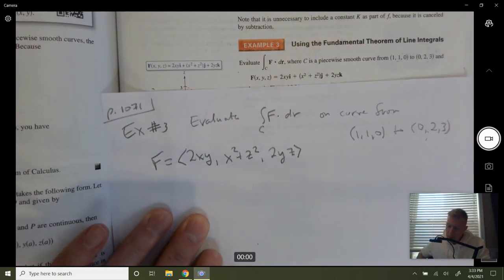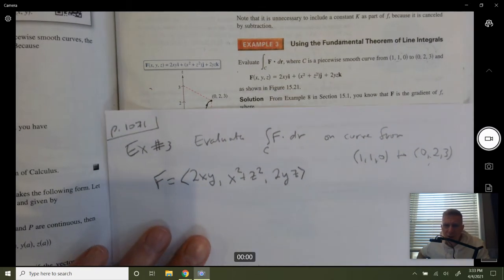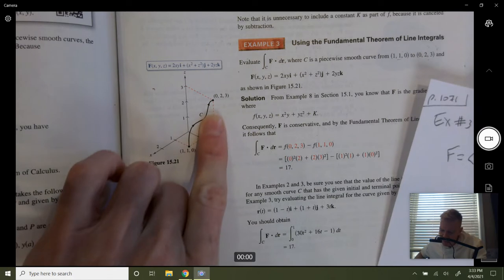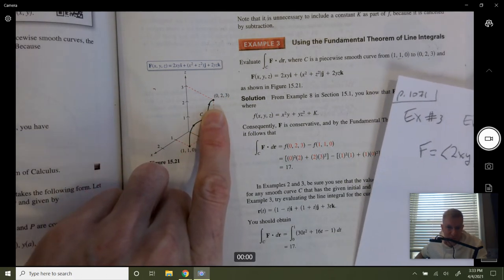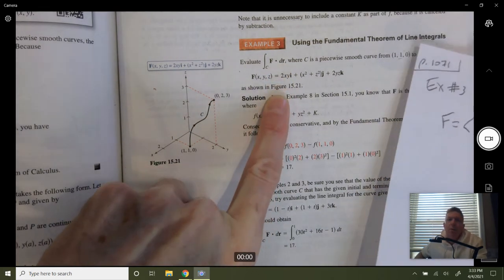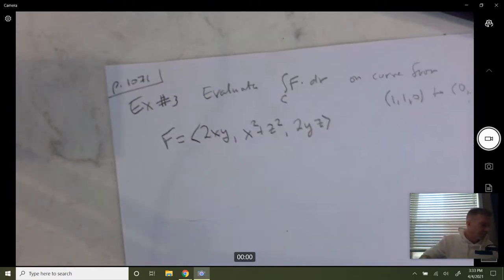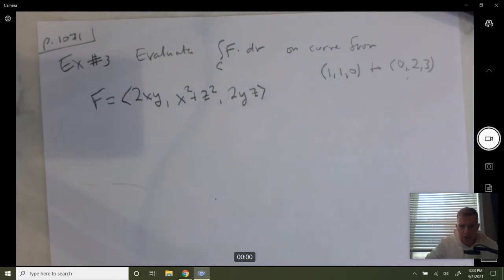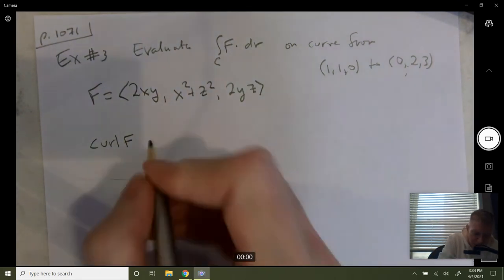Okay, so evaluate this. Now, first of all, we don't really have a path here. We don't have a specific path. And if this is not a conservative vector field, then this integral is going to be different on different paths. But we can first see if this is a conservative vector field. So let's test that. You remember how to test if something in 3 dimensions is a conservative vector field. Okay, what we do is we find the curl of F.